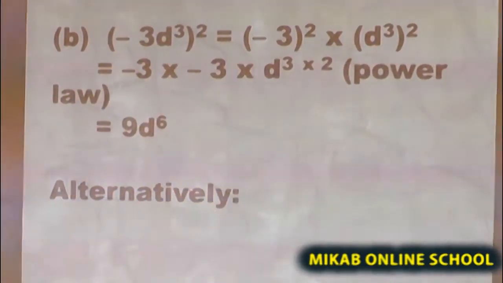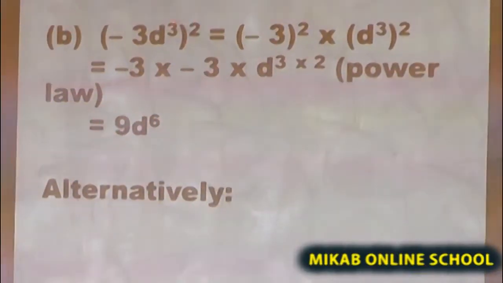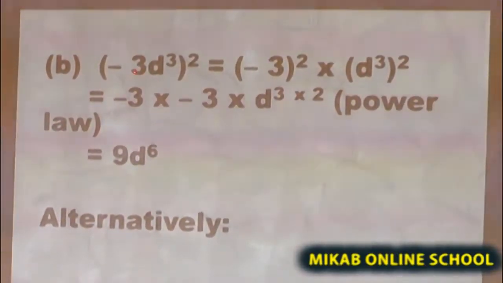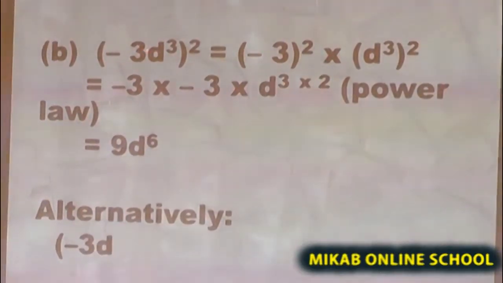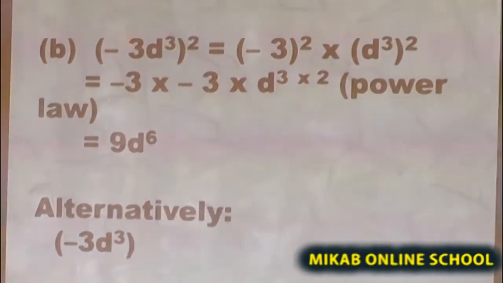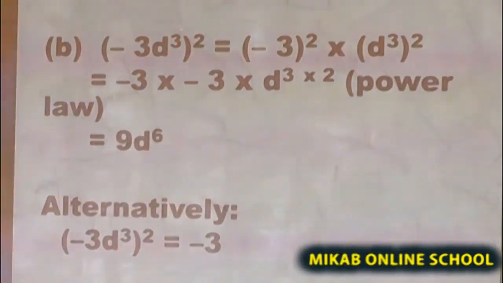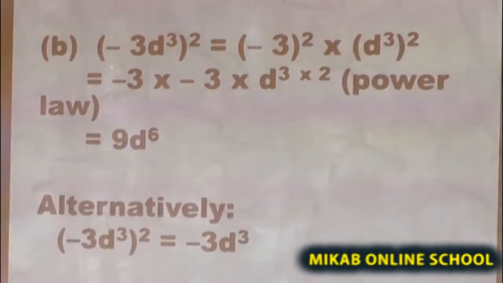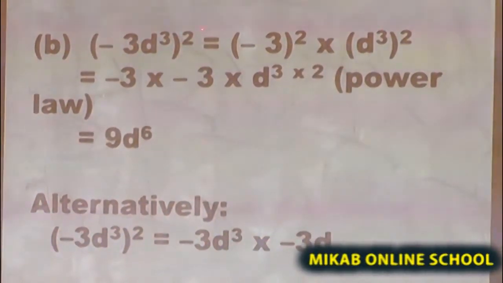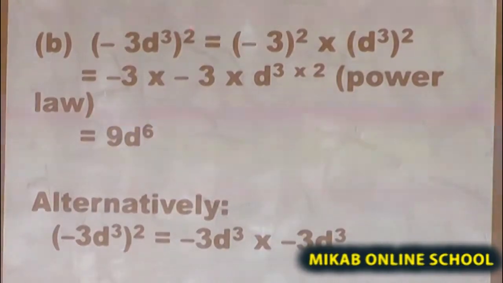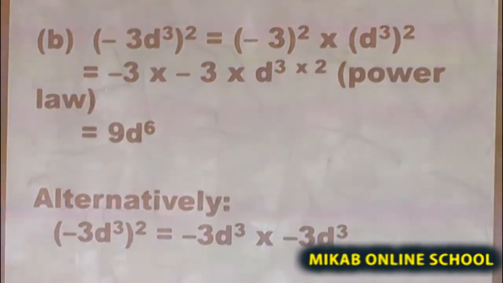Alternatively, we may like to solve this question using another method by expressing this in 2 places. This minus 3 d raised to the power of 3, we are going to express it in 2 places. The reason why we are expressing this one in 2 places is because of this 2 as the power of everything within the bracket.